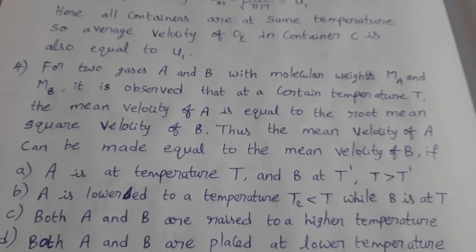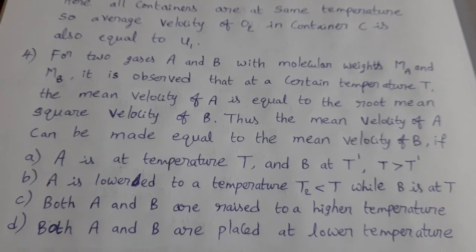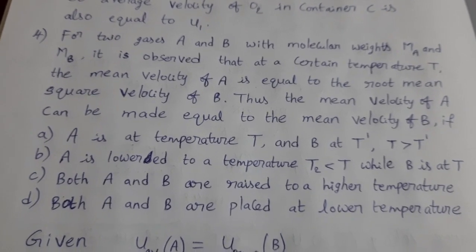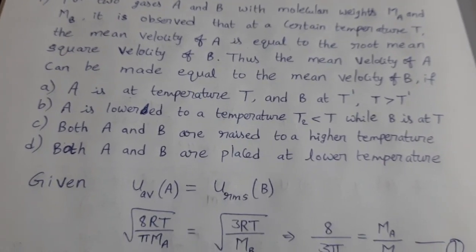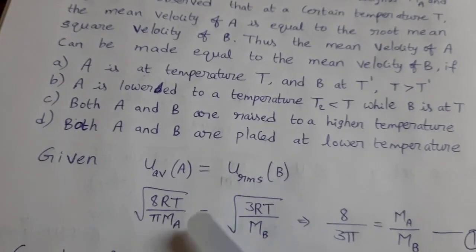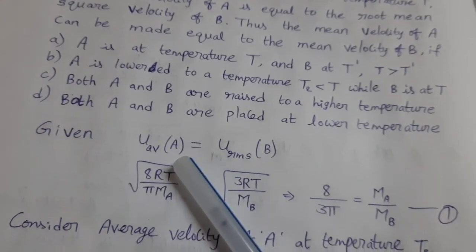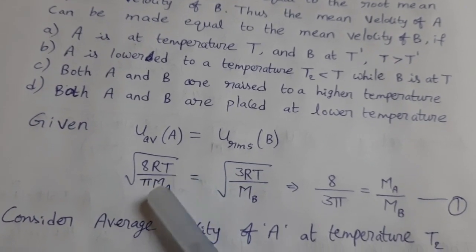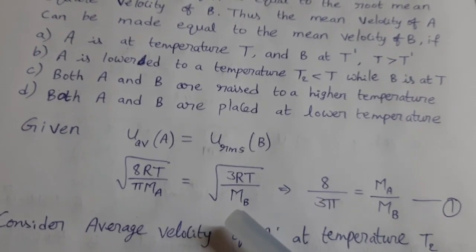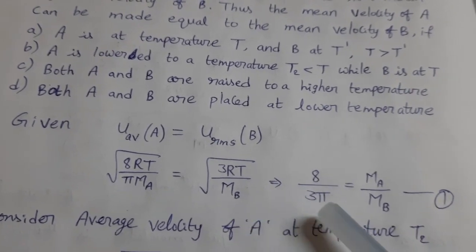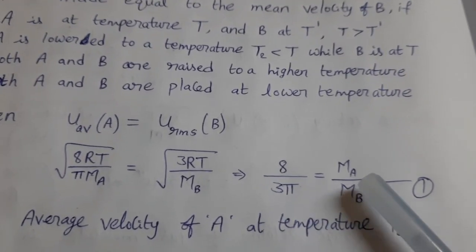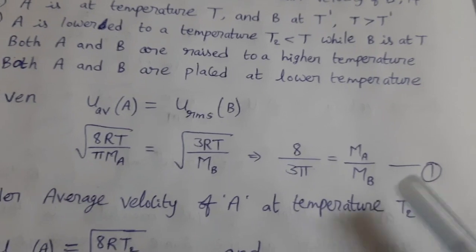Now, the mean velocity of A can be equal to the mean velocity of B at which condition, that we should find out. Given condition: average velocity of A is equal to RMS velocity of B. Write the related formula. Average velocity of A is square root of 8RT by pi MA, that equals RMS velocity of molecule B, square root of 3RT by MB. From this we get 8 by 3 pi equals MA by MB. Let it be equation 1.